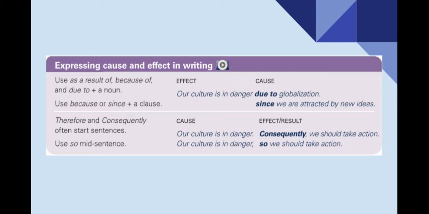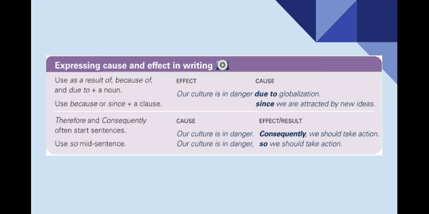So, if you notice, today we're talking about how to express cause and effect in writing. So, it is very common to start first with the effect and then with the cause. We can use expressions like as a result of, because of, and due to, followed by a noun to express the cause. Our culture is in danger due to, because of, or as a result of globalization. If you notice here, I'm just using one noun, globalization.